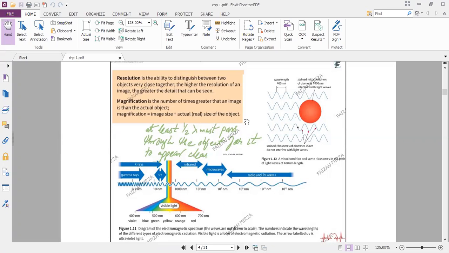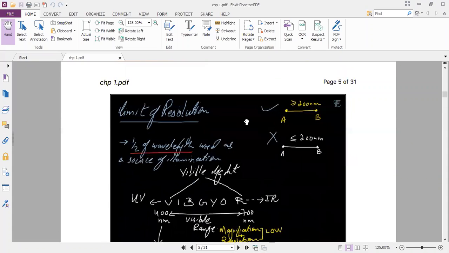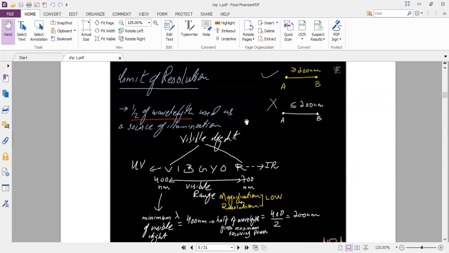How much wavelength must get interfered? At least half of the wavelength must pass through the object. What is the shortest wavelength visible to you? 400 nanometer is the shortest wavelength visible to you. So any structure which is smaller than 200 nanometer will not be visible to you. Any object greater than 200 nanometer will be visible to you, because the limit of resolution is half of the wavelength used as a source of illumination, and the shortest wavelength which we are seeing with our eye for the visible range is 400 nanometer. Half of that is 200 nanometer, and this brings us to the conclusion that objects smaller than 200 nanometer are not visible in the light microscope.